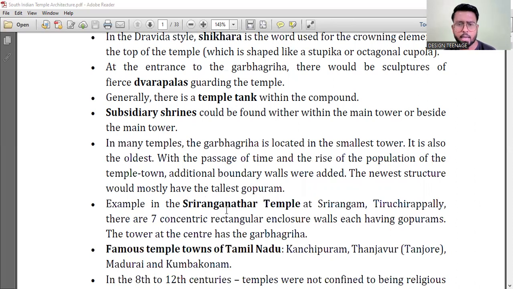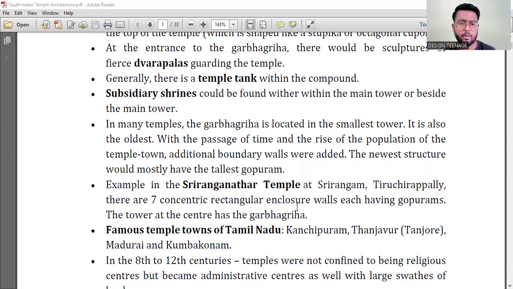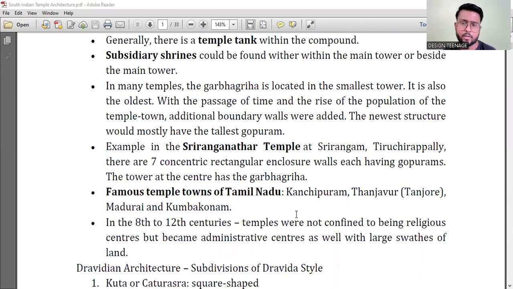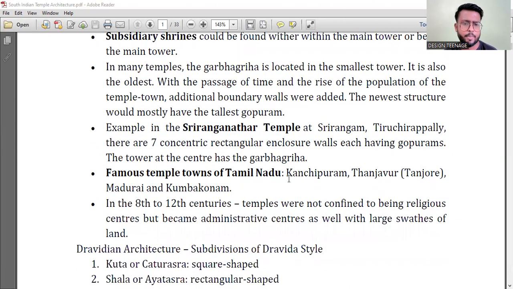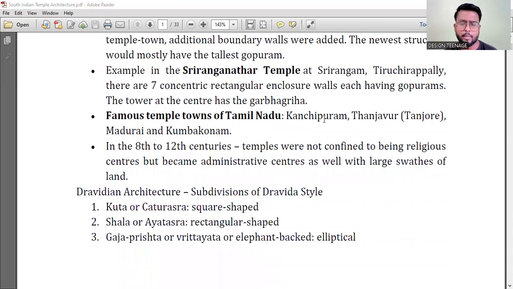Example: the Srirangam temple in Srirangam. You have a few examples. You can search for the names as well and check how they relate to what is being told over here. They are having 7 concentric rectangular enclosure walls, each having gopurams. The tower at the center has the Garbhagriha. Famous temple towns of Tamil Nadu are these places: Tanjore, Kanchipuram, Madurai, Kumbakonam.